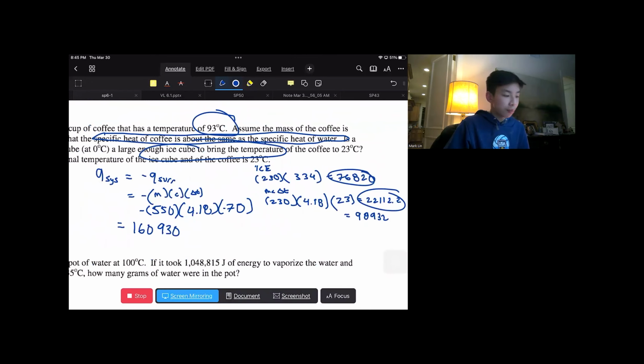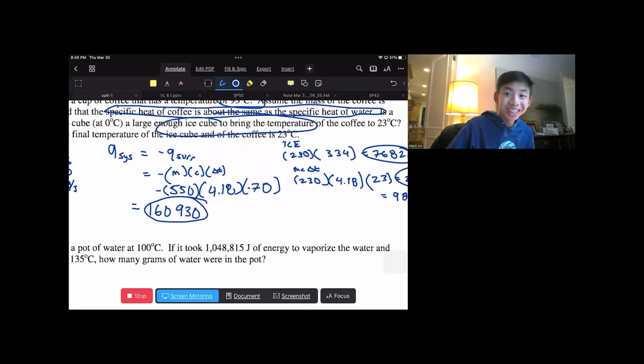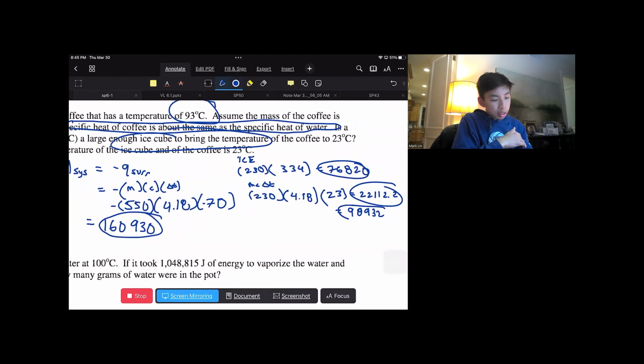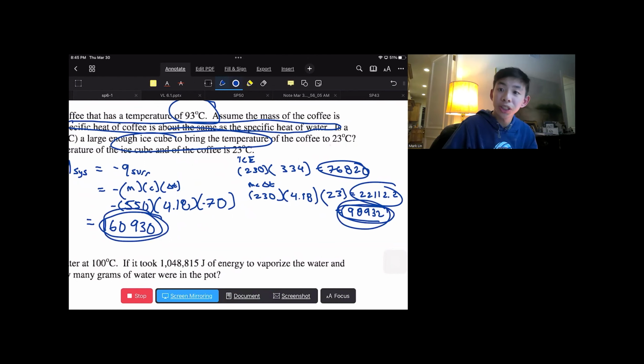And so we see, right? This number, 160,000, is the energy needed, at least theoretically, the amount of energy released to bring this 93 degrees Celsius coffee to 23 degrees Celsius. And this number right here, 98,000, is the actual energy that's going to take it from 92 degrees Celsius to whatever. And clearly, we see the 98,000 is way smaller than 160,000. So it doesn't even meet the minimum.